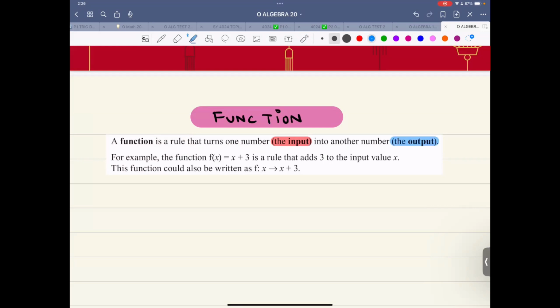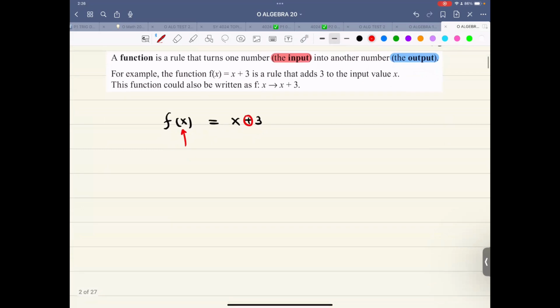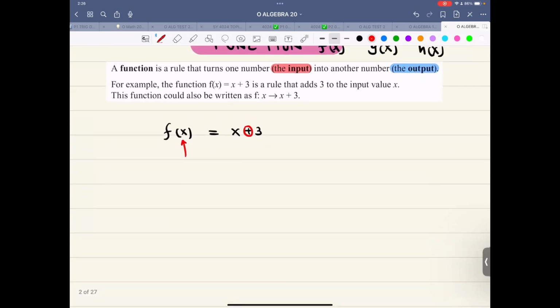For example, if we have a function f(x) equals x plus 3. A function is denoted by the symbol f(x) or g(x) or h(x), any alphabet, and inside the bracket there is x written. This x is the input. So f(x) equals x plus 3 means you take in any value of x and then you add 3 to it. The work of this function is to add 3.